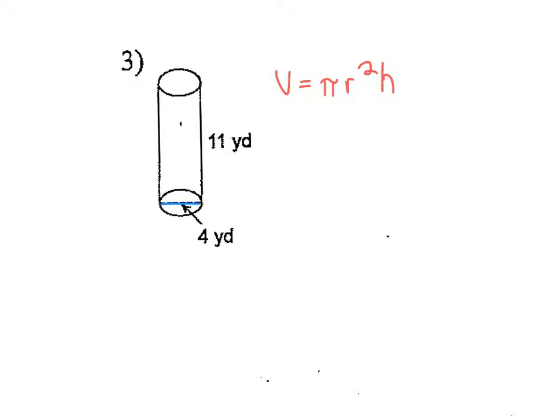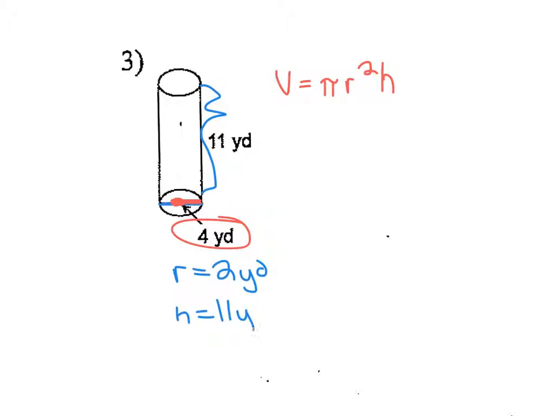Diameter is all the way across. That's actually what they gave us. But we need the radius, which is half of the diameter. So think, what's half of 4? Yep, 2 yards, that's our radius. And then our height, which just connects the bottom circle with the top circle, is 11 yards. And we have everything that we need to find our volume.